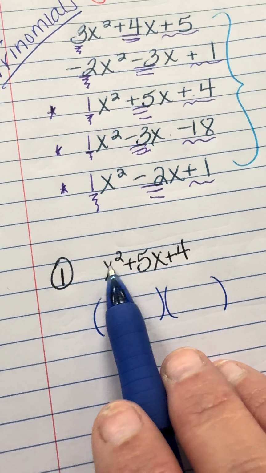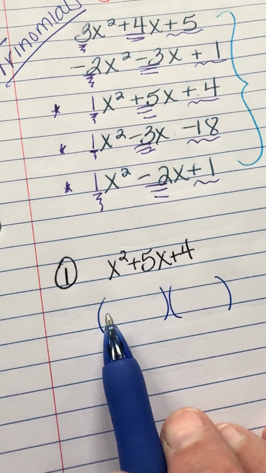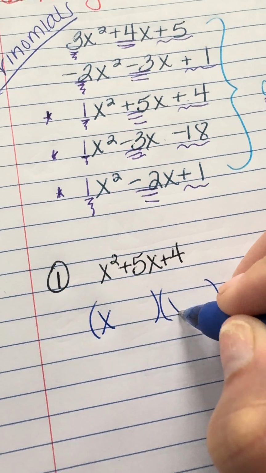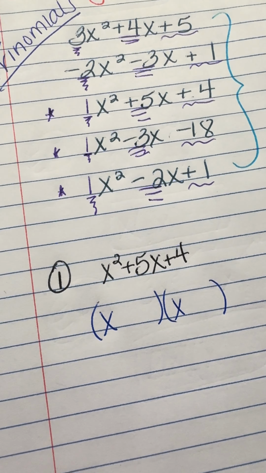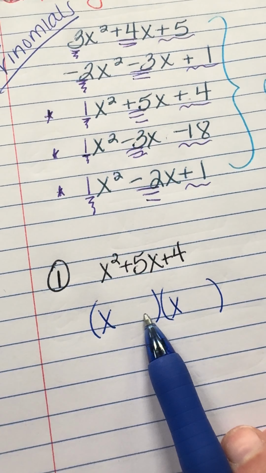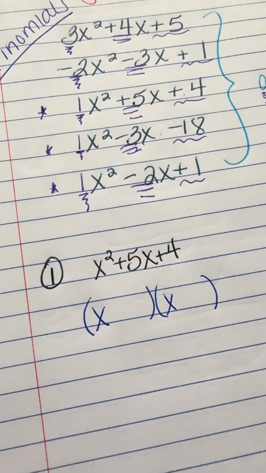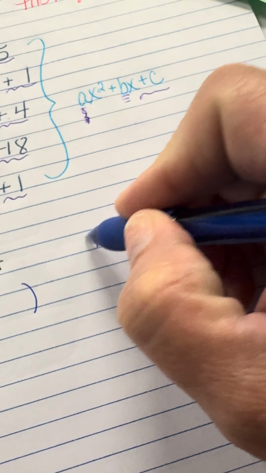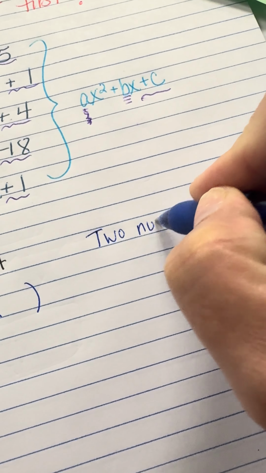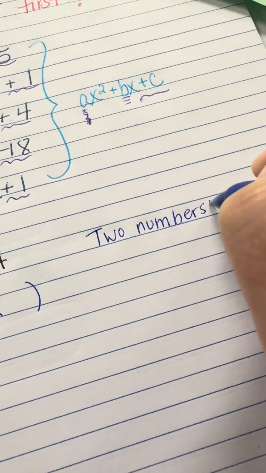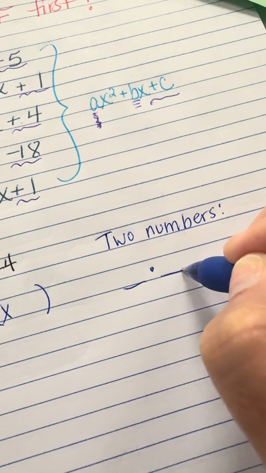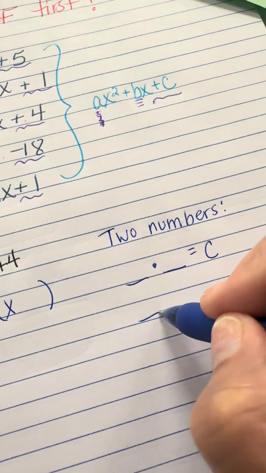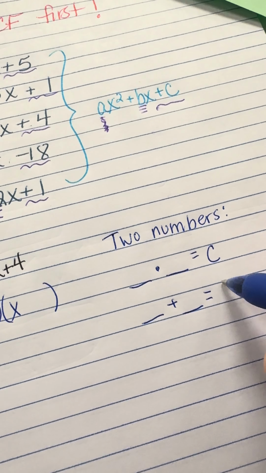Here's the deal. Since this is an x squared, the first term in each set of parentheses is just going to be the x without the power of 2. Now we need to figure out what goes here and here, okay? To do that, this is the process that you follow. You are looking for two numbers. Those two numbers have to multiply to give you C, and at the same time, those numbers need to add to give you B.